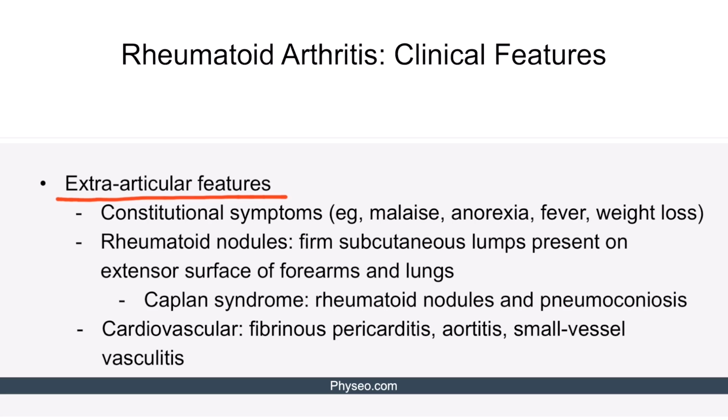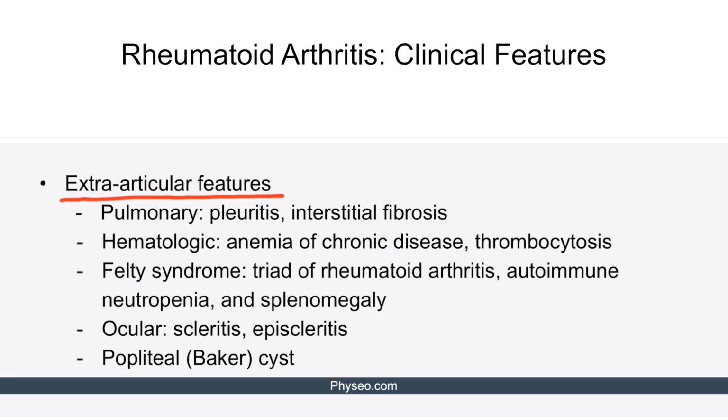Among the cardiovascular findings, there is fibrinous pericarditis and aortitis. Small vessel vasculitis can also be encountered, and it correlates with very high titers of rheumatoid factor. Pulmonary involvement in rheumatoid arthritis presents as chronic pleuritis with effusions, as well as interstitial fibrosis. As for the hematologic findings, there is anemia of chronic disease, which is mild, normocytic, and normochromic anemia. Thrombocytosis can also be seen in these patients.